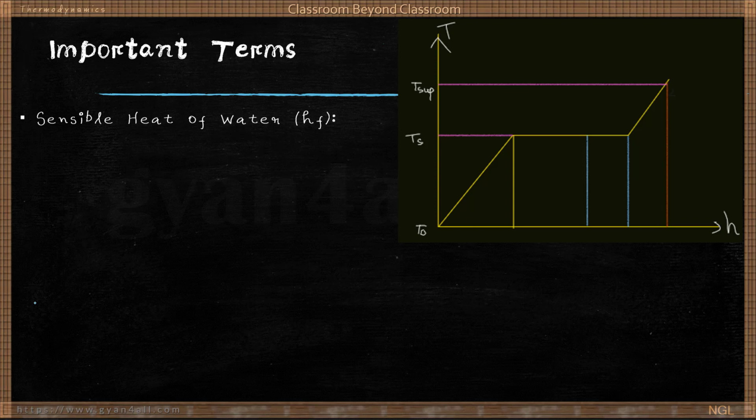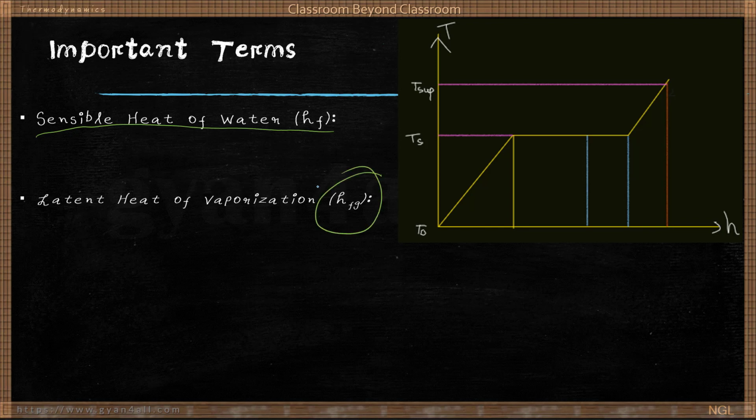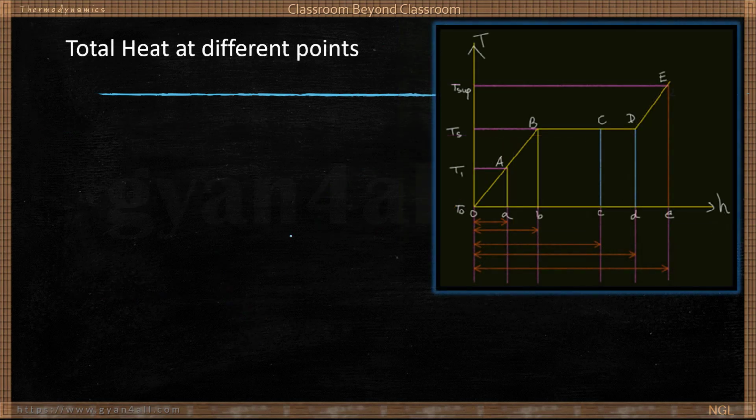About sensible heat of water, and also latent heat of vaporization, hfg, and at the same time the total heat, H. Generally we represent the total heat by H. So today we will discuss total heat at different points in this T-H diagram. You just look at the screen.